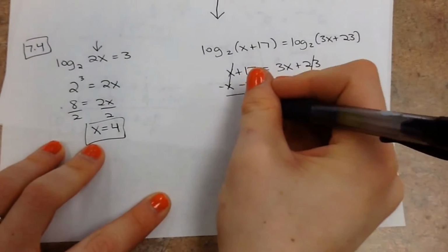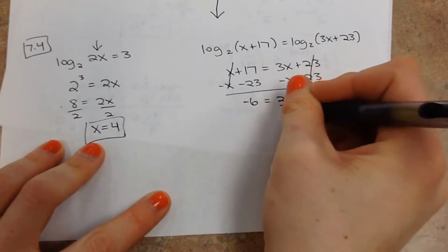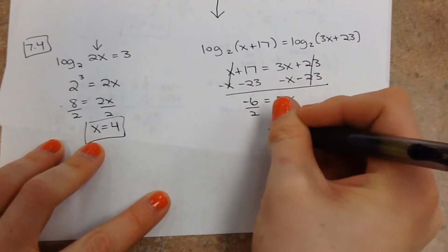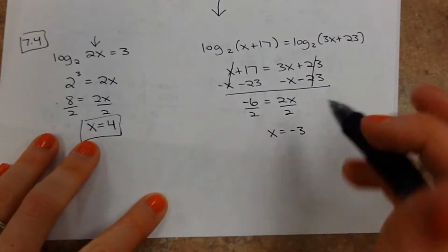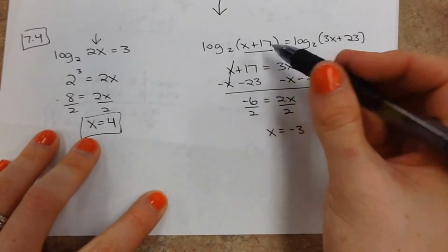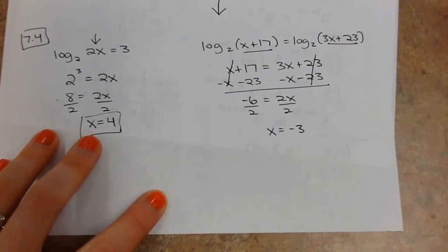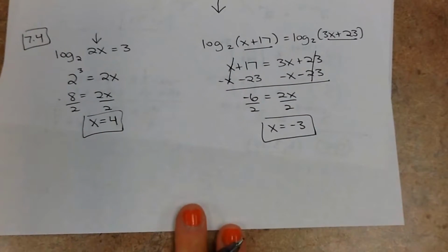17 minus 23 is negative 6. 3x minus x is 2x. Then I can go ahead and solve, so I get x equals negative 3. Just because this is a negative number doesn't mean this will be a negative number. Negative 3 plus 17 is still positive, and 3x plus 23 is still positive. So that works. Okay, so those are the equations.